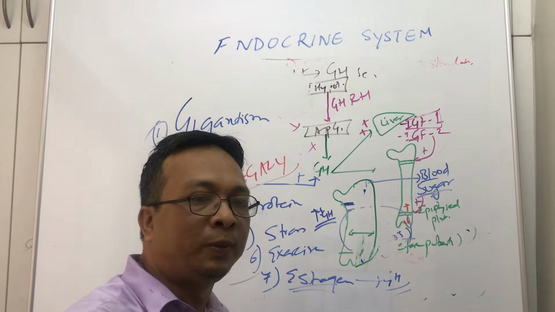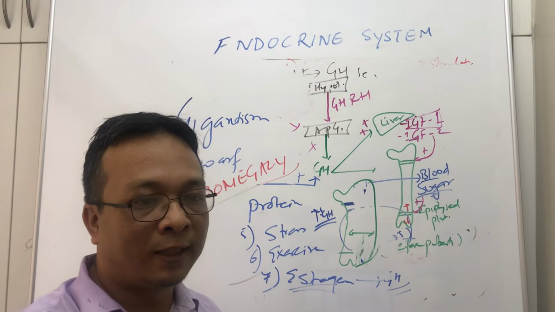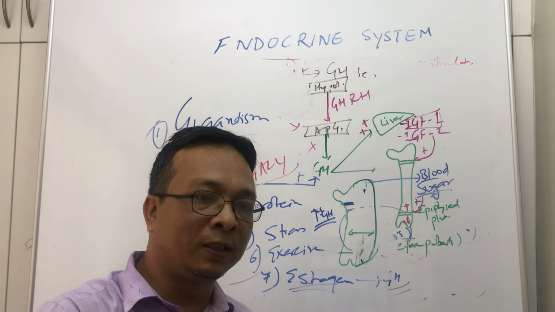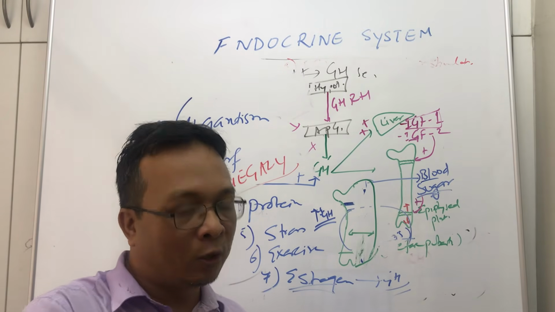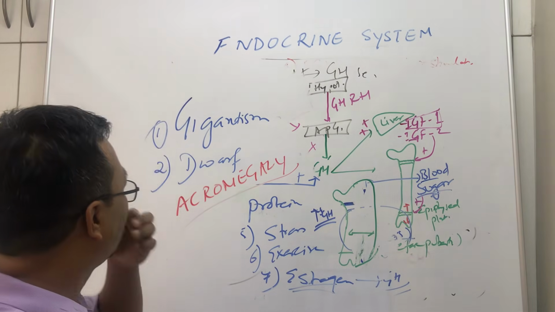The question often comes, what is the difference between gigantism and acromegaly? Gigantism is a condition when growth hormone is secreted before puberty. Acromegaly is a condition when growth hormone is secreted after puberty.